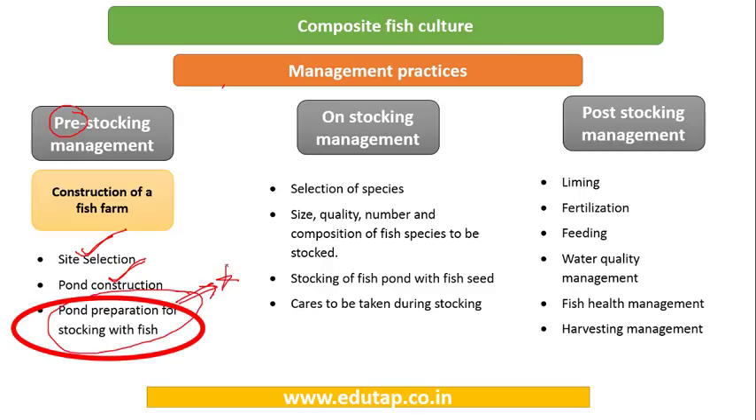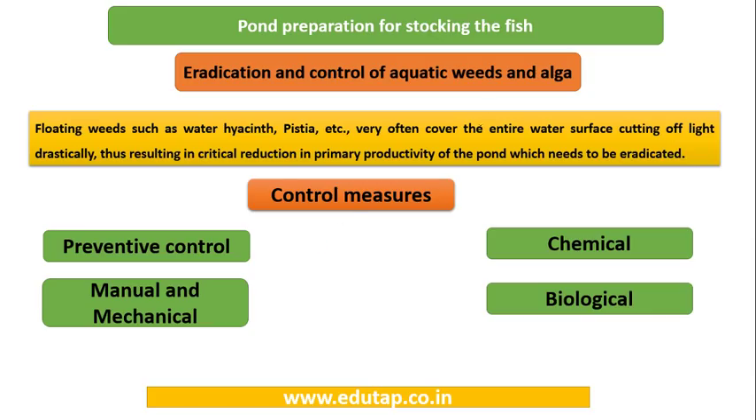Okay, then we shall move on to stocking and post stocking as well. Okay, so here, when I'm preparing my pond for stocking the fish, the first and foremost thing I need to keep in mind is I need to make sure that the unwanted plant species are not present where the fishes are going to be stored or reared, right? So it comes to eradication and control of aquatic weeds and algae.